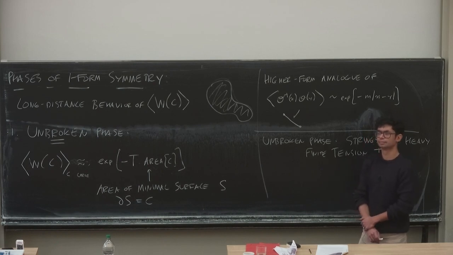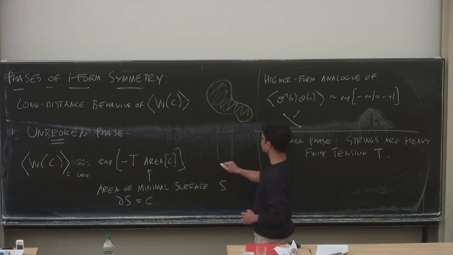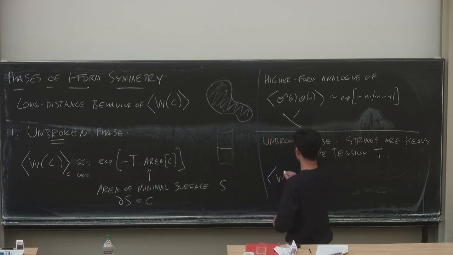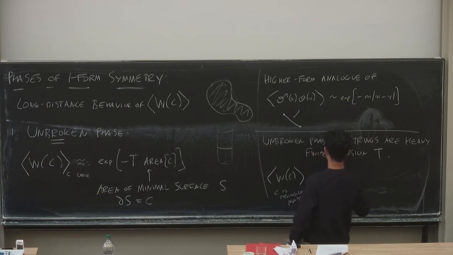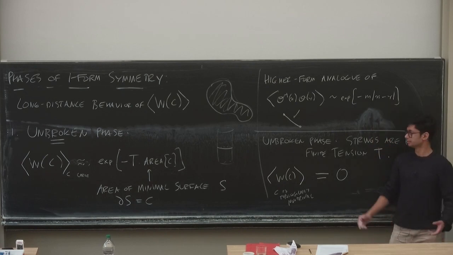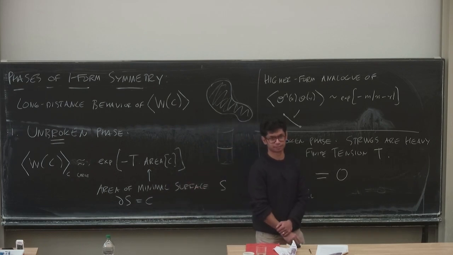Okay. Does that make sense to everybody? Yeah. Good. You can never have one that's open, but you could, for example, imagine wrapping some sort of non-trivial cycle, right? That's what you're imagining, I think. So this is a good point. If we have W of C in the unbroken phase, where C is topologically non-trivial, meaning it wraps a cycle or something, then in the unbroken phase, this is 0, okay? And it has to be, because there is no minimal surface that fills it in, okay?